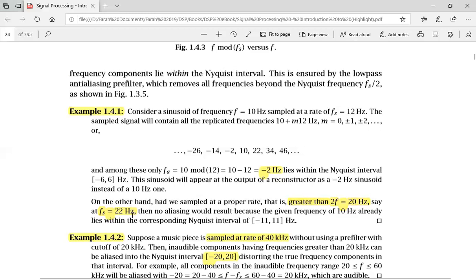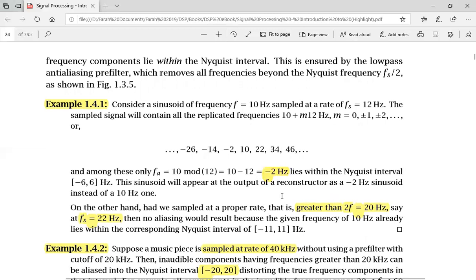For this 22 hertz sampling, your Nyquist interval would be plus minus fs by 2. This 22 hertz would be changed into a Nyquist interval of minus 11 and 11 hertz. It means this minus 11 to 11 would be your Nyquist interval, and whatever the signal frequency would be, it would lie within this region.